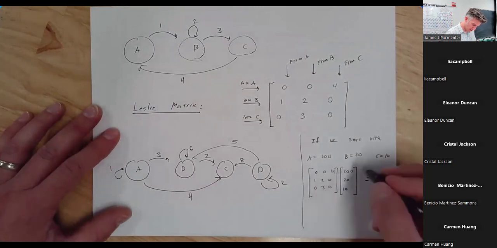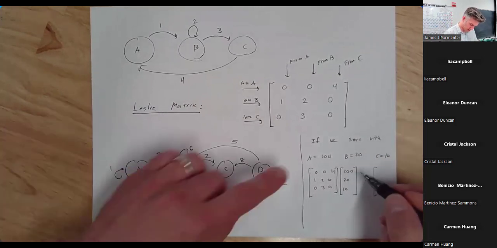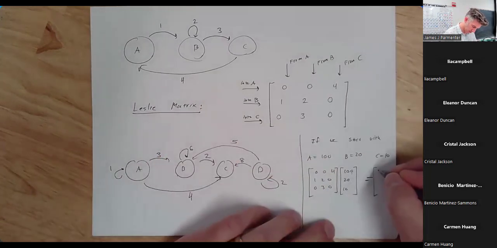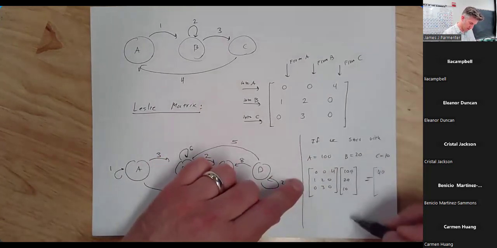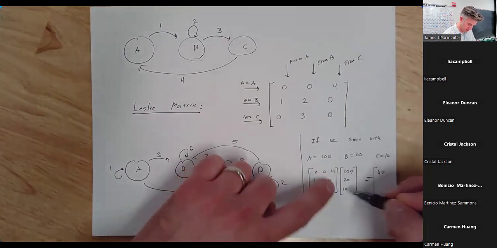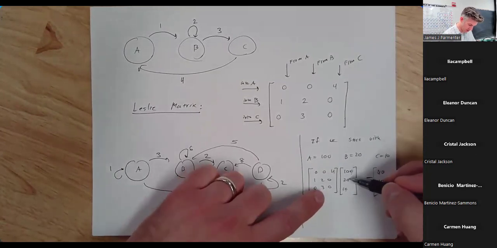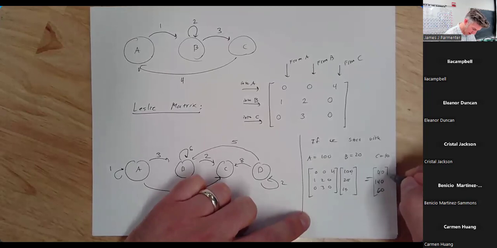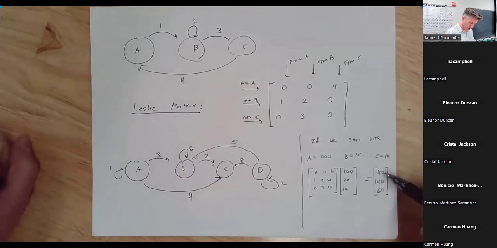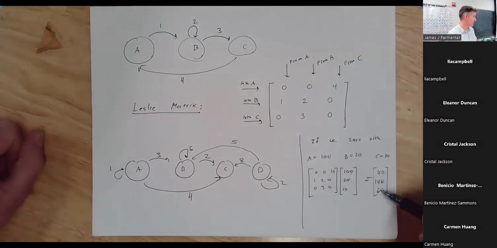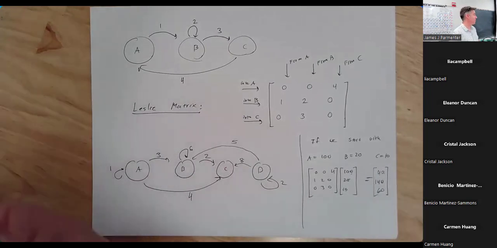So this first row dotted with this first column is going to be 0 times 100 plus 0 times 20 plus 4 times 10. And then this second row dotted with this column is 1 times 100 plus 2 times 20 plus 0 times 10. And then this third row dotted with this column is 0 times 100 plus 3 times 20 plus 0 times 10. So after one iteration, you're going to have 40 in A, 140 in B, and 60 in C. And you can keep doing that if we were asked to. And later on, next week, we'll talk about how you do this a lot of times with an easier calculation. Easier might not be the right word there, but a different calculation.